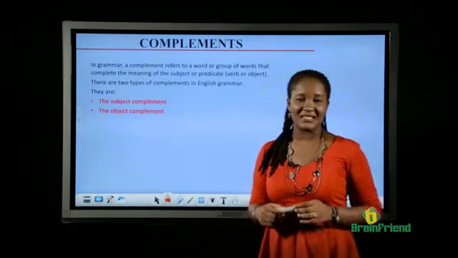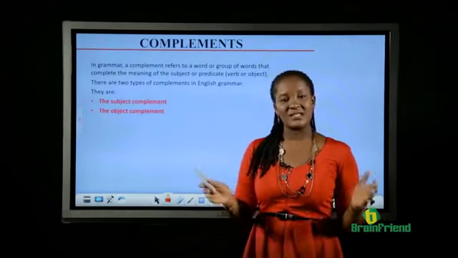Another component of the sentence is the complement. What is a complement?